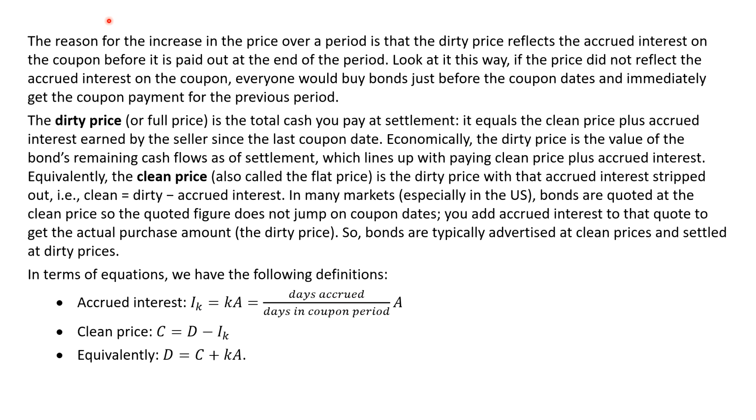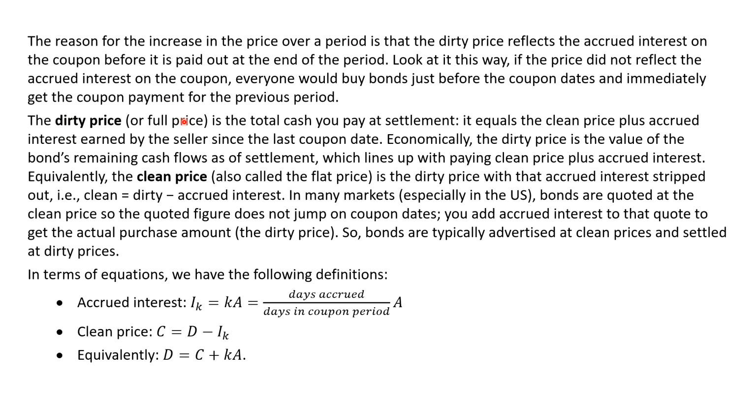So continuing with our thought here, the reason for the increase in the price over a period is that the dirty price reflects the accrued interest on the coupon before it is paid out at the end of the period. Look at it this way. If the price did not reflect the accrued interest on the coupon, everyone would buy bonds just before the coupon dates and immediately get the coupon payment for the previous period. So clearly the institutions, banks, and investment firms are not going to let that happen. So that's why the dirty price is used as the sale price.